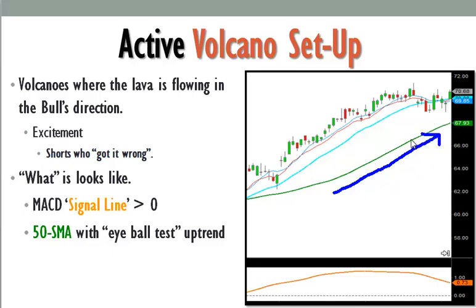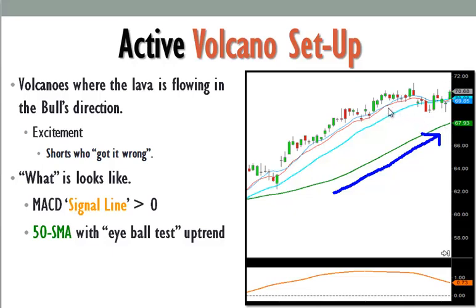But what we're looking for is some sort of pullback within the active volcano where it might draw the shorts in. And they might have a logical reason, but just because they have a logical reason doesn't mean it's going to be the right reason. So we're looking for where shorts may get it wrong, just like other people get it wrong. But shorts are going to be the ones who, if it moves back up, are going to have to buy back to cover their positions. So that's what we're looking for.